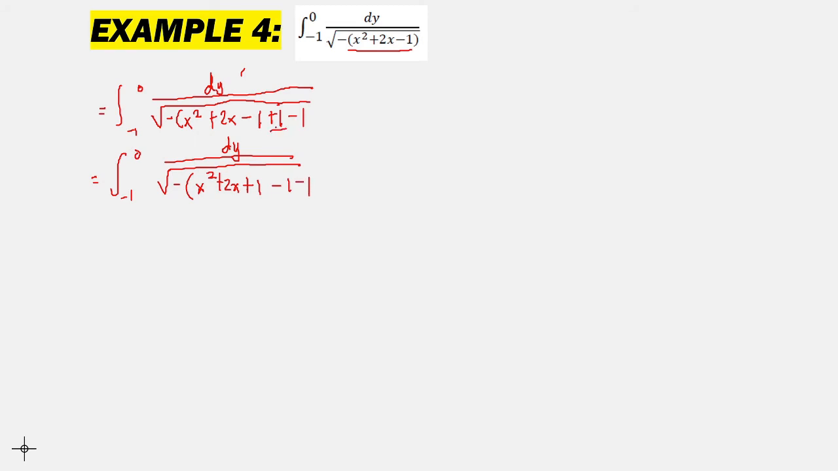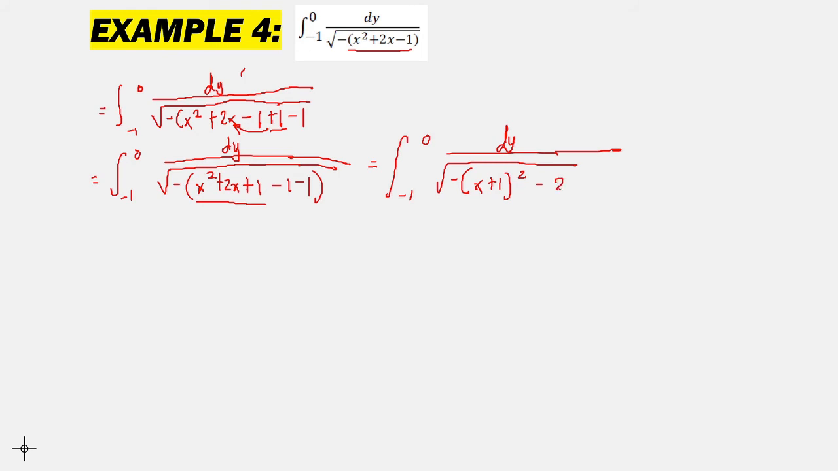Why did I transfer plus 1 here? So that x squared plus 2x plus 1 can be factored out, right? So that can be factored out as x plus 1 squared. So that is negative 1 to 0 dy all over the square root of negative x plus 1 squared minus 1 minus 1, that is minus 2. Do not forget to put this bracket. Baka magkamali po kayo dyan.